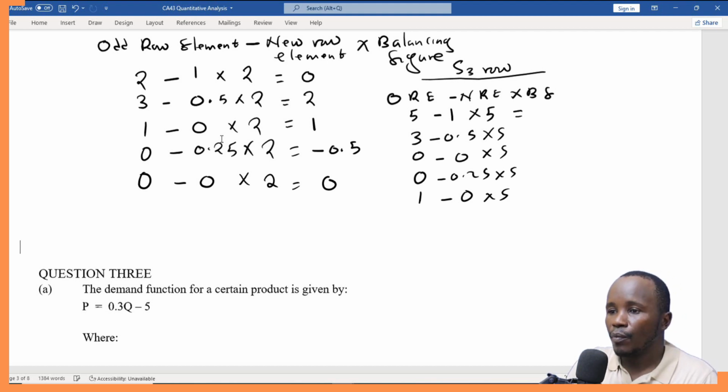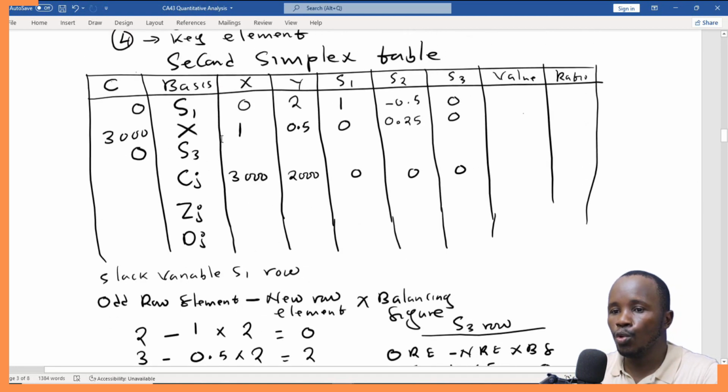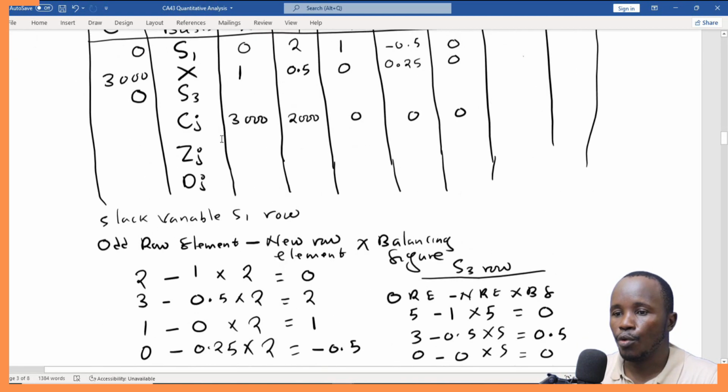So what do you get here? What is 1 times 5 minus this? This we get is 0. Here 0.5 times 5 is 2.5. 3 minus 2.5, you get 0.5. This is 0 because 0 times 5 is 0. Then here we have 0.25 times 5, that is 1.25, negative 1.25. And here we have 1. These are the values we are going to transfer to our new row, to our S3.